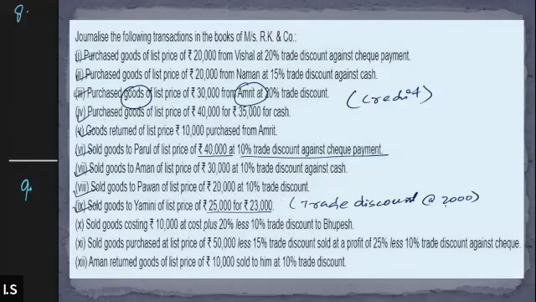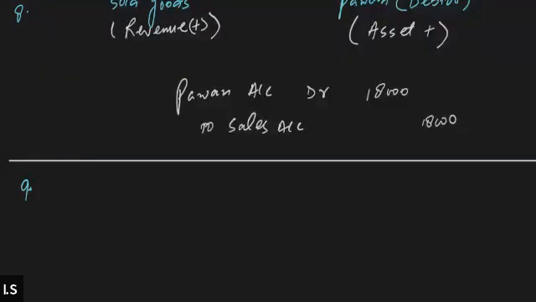Right? So when you sell goods to Yamini, since the name of the customer is written here, that means we must have sold goods to Yamini on credit, right? So the general entry in this case will be, anybody please tell me the general entry. Yamini account debit to sales account, that's right. Yamini account debit to sales account. And the amount will be 23,000.